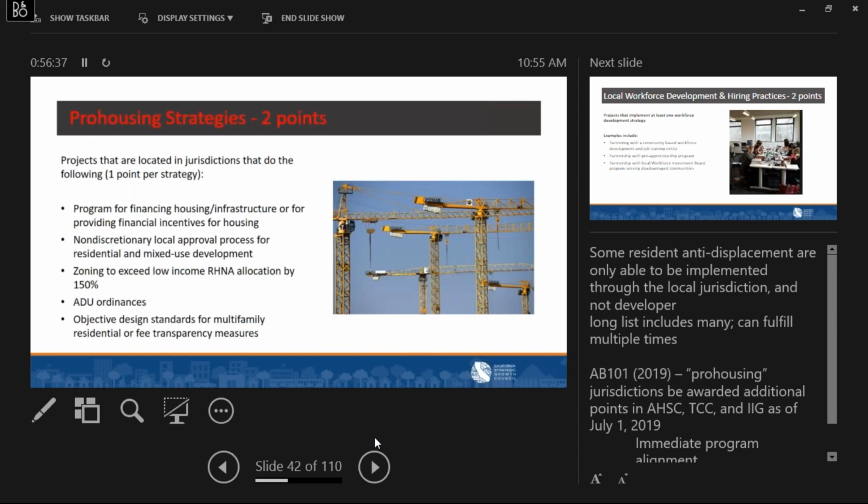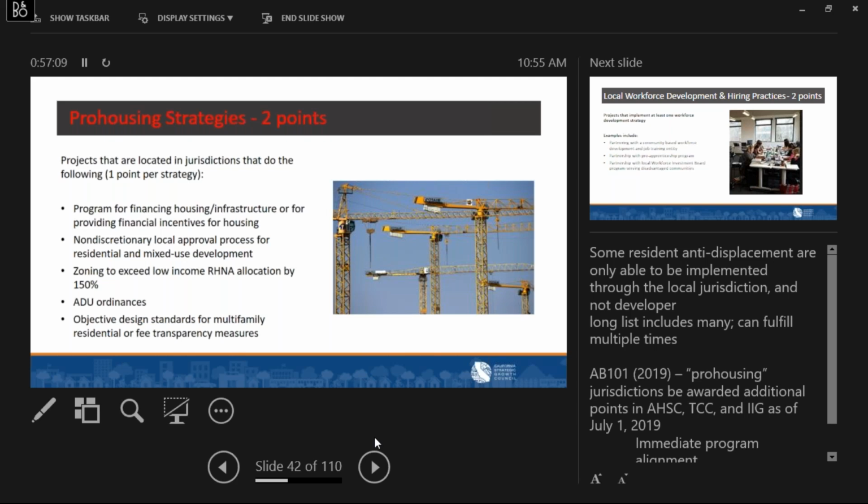A newly added scoring criteria this round is pro-housing local strategies, with up to 2 points available for this category. These pro-housing strategies are or will be implemented by the local jurisdiction and not by any private or nonprofit developer. So this is something that will be happening within the jurisdiction itself. And there are 5 possible different scoring categories paraphrased up here, and 1 point per strategy.